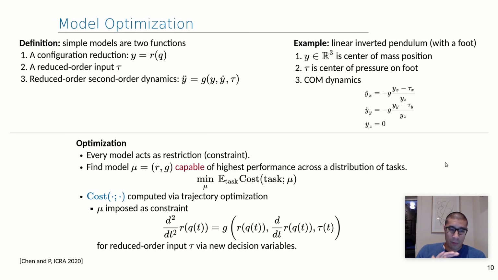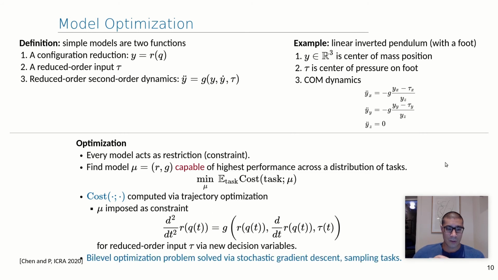So cost, in this inner loop, we solve literally via trajectory optimization, where we say along the trajectory, if you map from configuration to reduced order model, compute the reduced order model dynamics, those dynamics should be valid across the trajectory. And now we have a bi-level optimization problem.